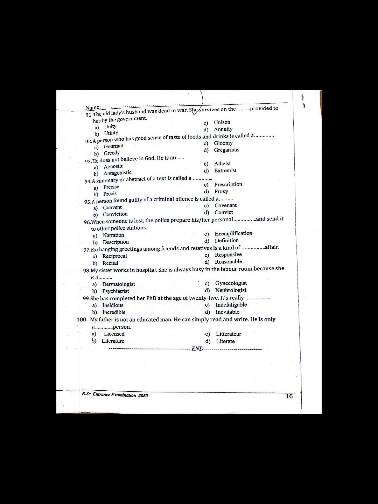97. Exchanging greetings among friends and relatives is a kind of affair. A, Reciprocal; B, Recital; C, Responsive; D, Reasonable. 98. My sister works in a hospital. She is always busy in the labor room because she is a: A, Dermatologist; B, Psychiatrist; C, Gynecologist; D, Nephrologist. 99. She has completed her PhD at the age of 25. Is really: A, Insidious; B, Incredible; C, Indefatigable; D, Inevitable.